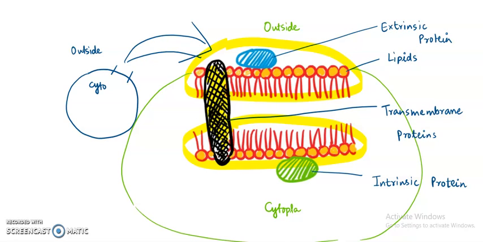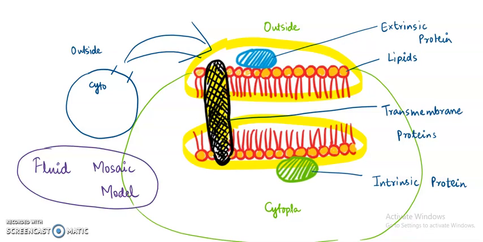So what is the composition of the plasma membrane? It is formed of lipids and proteins. Okay, and this model which we have studied, this is also known as fluid mosaic model. So if it is asked to you what is fluid mosaic model, then you need to draw this. Along with this, you should also know that this model was given by Singer and Nicholson.